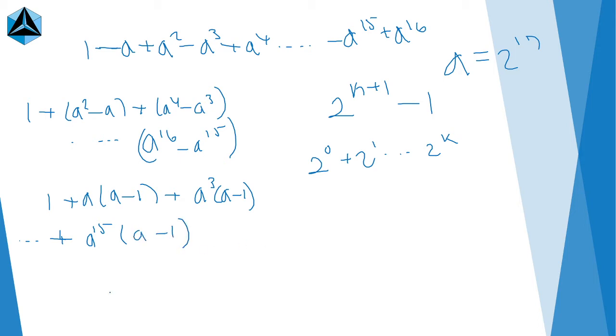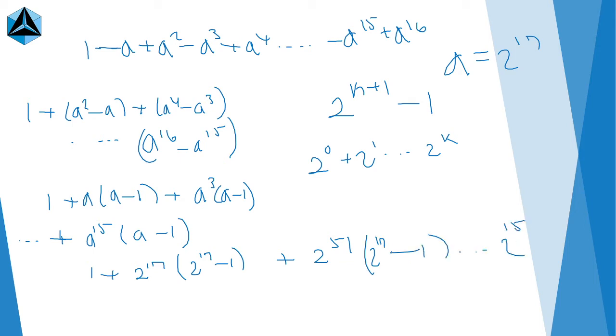So if we plug in 2 to the 17th again, we get 1 plus (2 to the 17th minus 1), plus (2 to the 51, to the 17th minus 1), and so on up to 2 to the 15 times 17, whatever that is, times (2 to the 17 minus 1), and so on. Well, as you know, we can write this as a sum of 17 powers of 2.